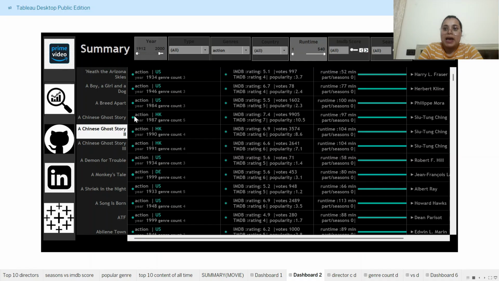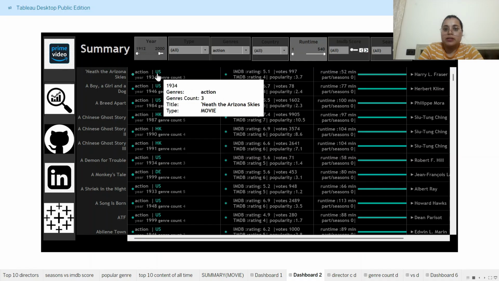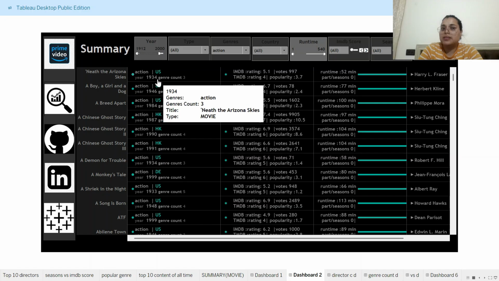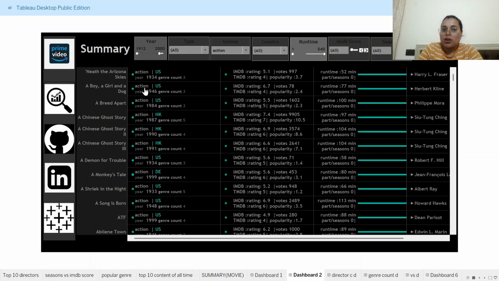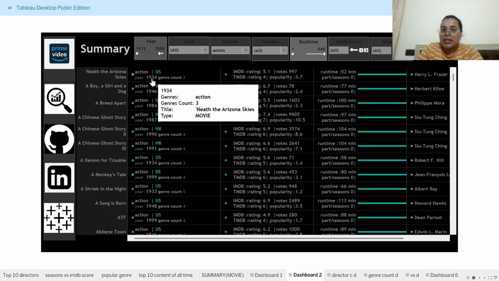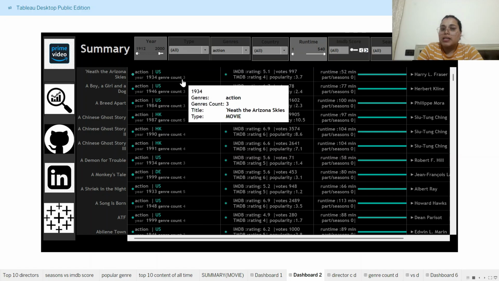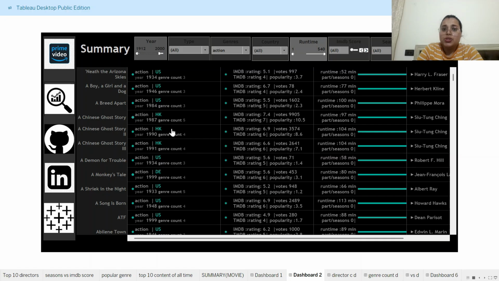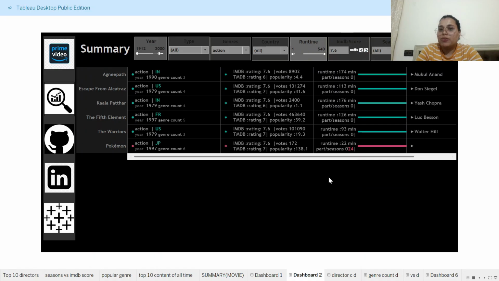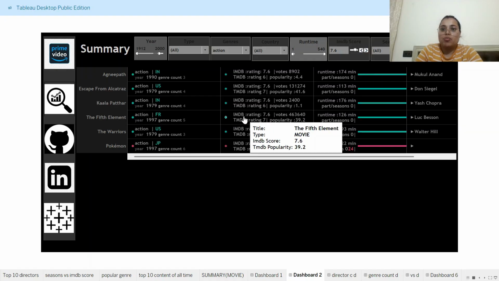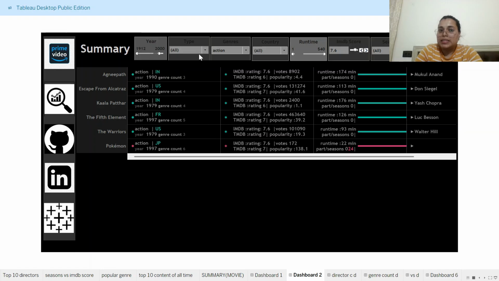Also I have added some information like US, meaning the region, United States, movie genre was action, release year 1934, then genre count is 3, right? So these are the movies. If we talk about the IMDb rating, if we want the IMDb score to be more than 7.6, then these are the movies: Agneepath, Escape from Alcatraz, Kala Patthar. These are the movies that have a 7.6 IMDb rating in between these years.